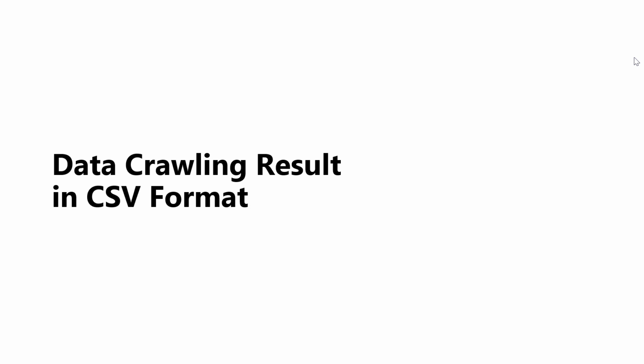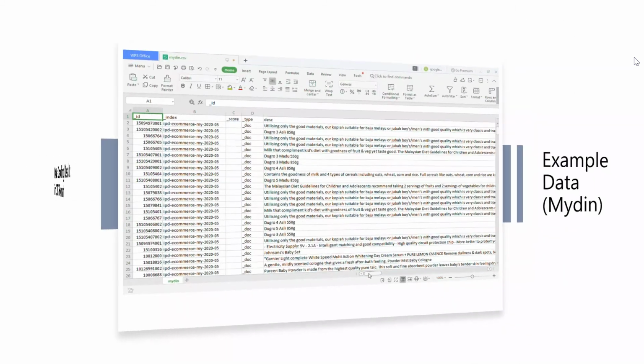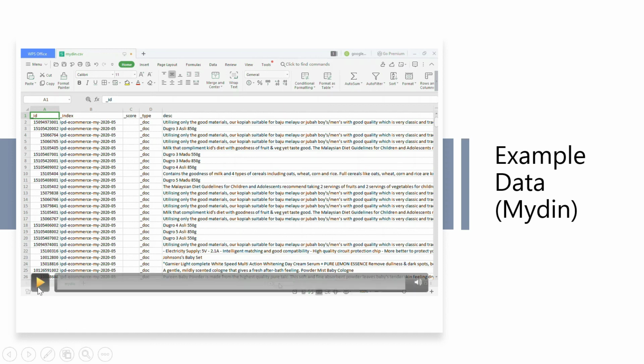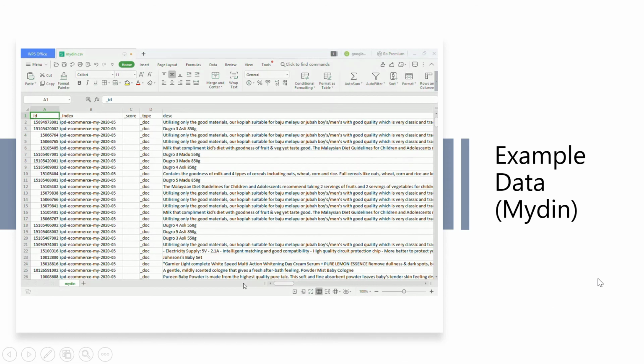The next slide will show a video of crawling result of MyDin in CSV format. This is the data after we do the whole process. In this example, we use MyDin data in CSV format.